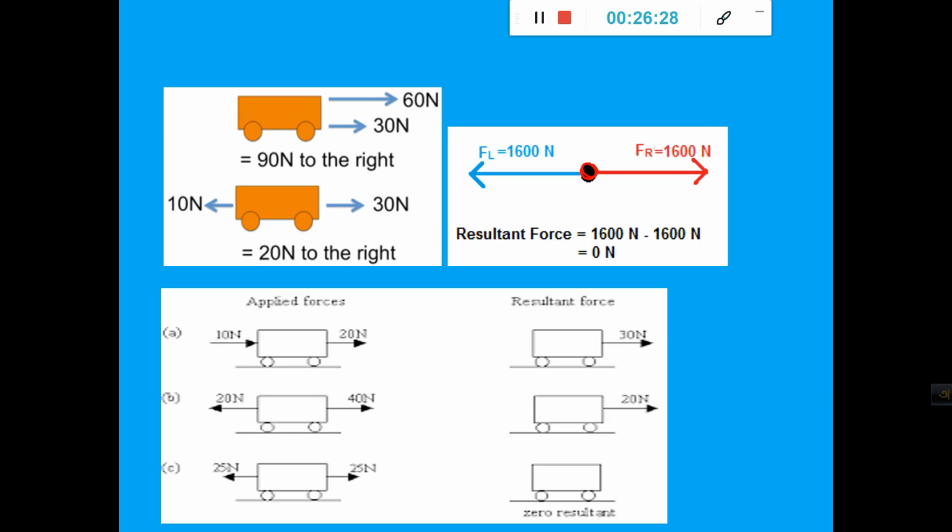Question number B, 40 Newton force acts in the right direction and 20 Newton force acts in the left direction. So the resultant force is 20 Newton to the right direction. Question number C, 25 Newton acts in the right direction and 25 Newton force acts in the left direction. So the resultant force is 0.